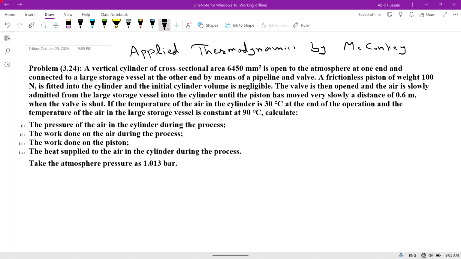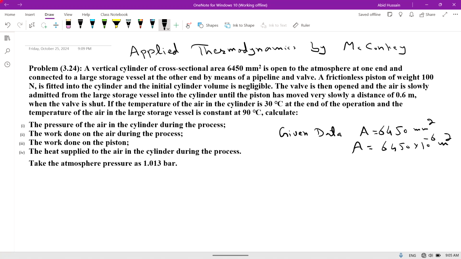So, the problem is a vertical cylinder of cross-sectional area A. First, I write the given data. The cross-sectional area is equal to 6,450 square millimeter. I convert this to square meter by dividing by 10 power 6, so it is 6,450 times 10 power minus 6 square meter.